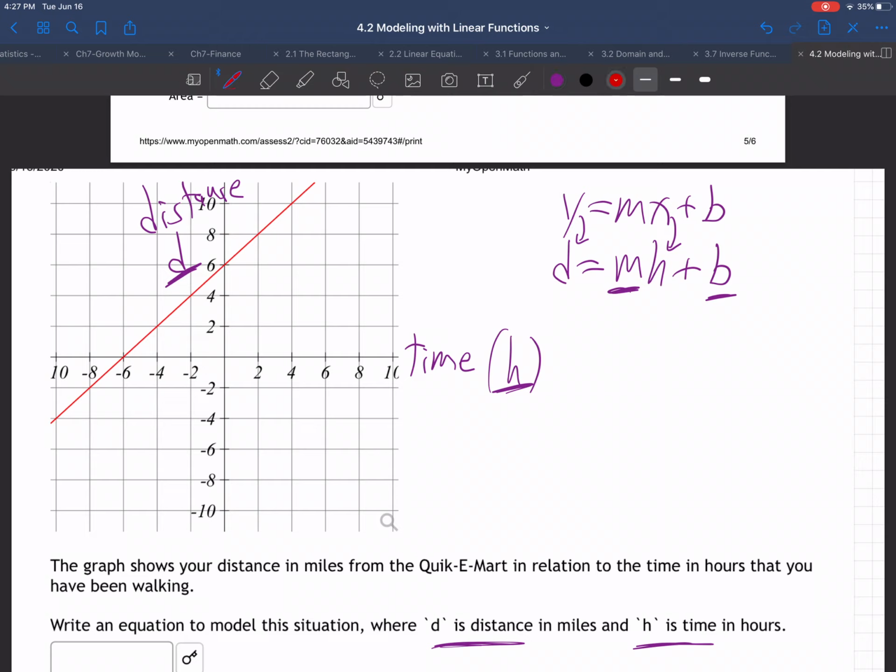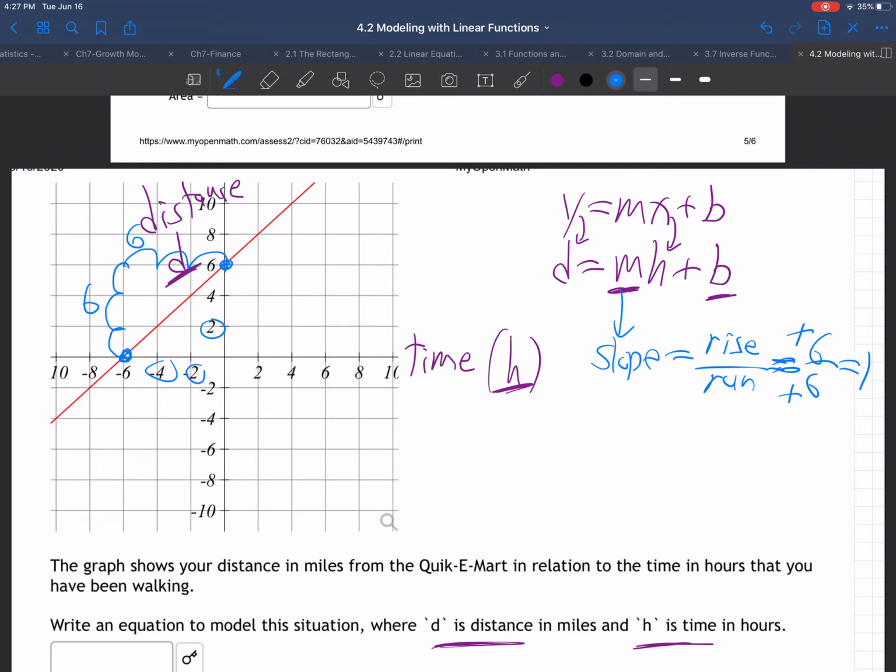So how do we get the slope? Let's go from this point to this point, because those are clearly hitting on a crosshairs line. Remember, slope is rise over run. So how far up? These go by twos. Two, four, six. It goes up six. And over two, four, six. These also go by twos. So it goes up six over six, in other words, one. These are both positive because it's up and it's right. So the slope is positive six. So we have D equals 6H plus b.